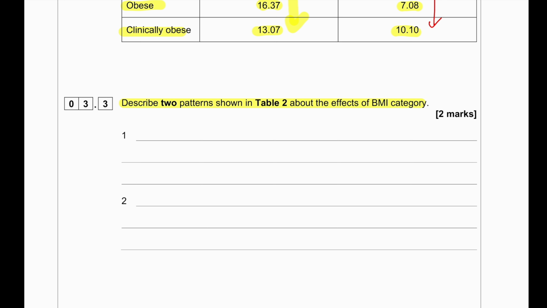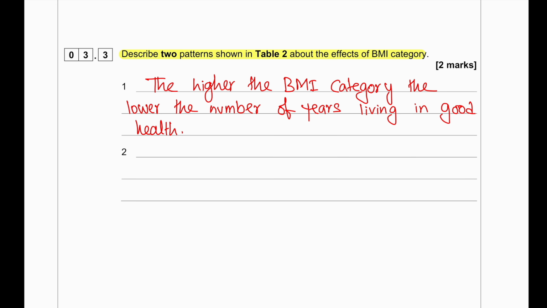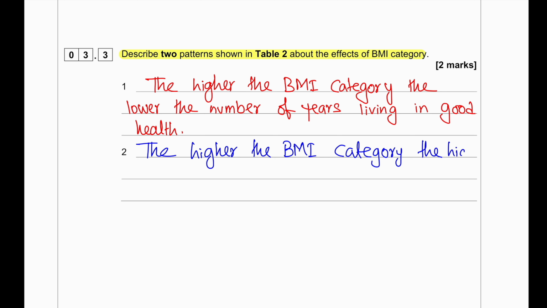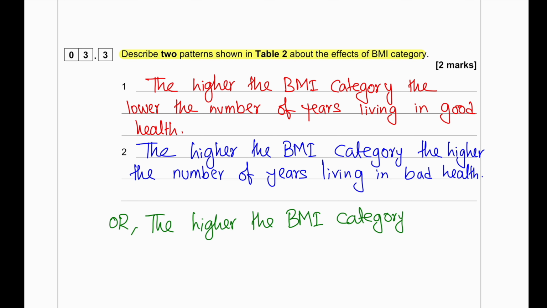So first of all, we can say the higher the BMI category, the lower the number of years living in good health. Now, the other conclusion that we can make: the higher the BMI category, the higher the number of years living in bad health. An alternative answer will be the higher the BMI category, the lower the total life expectancy.